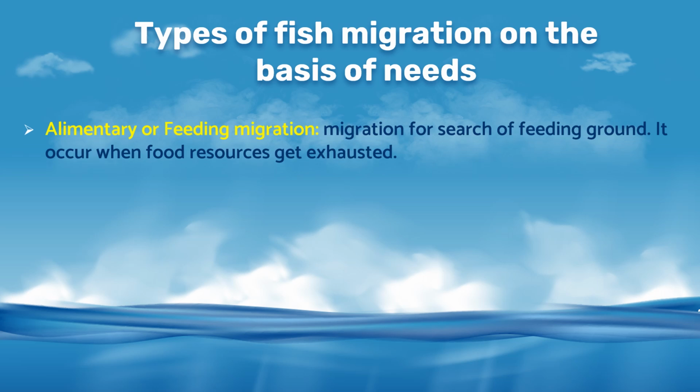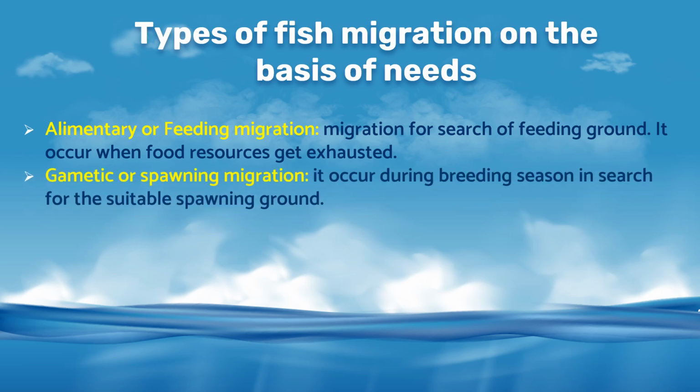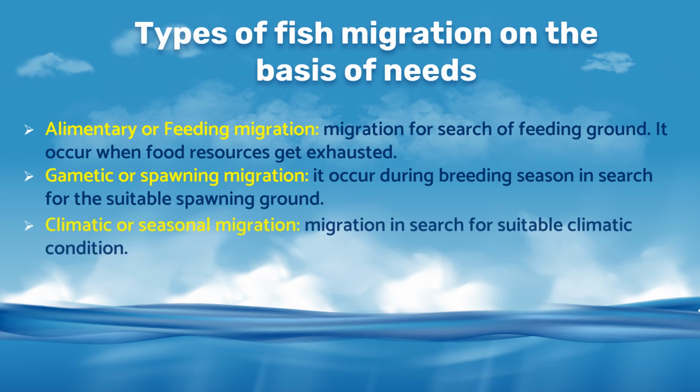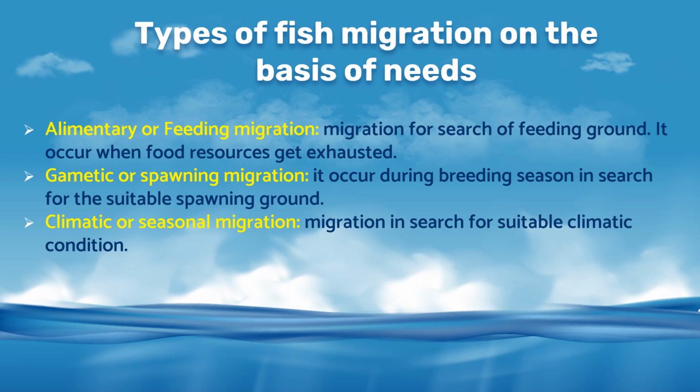First is alimentary or feeding migration. It is a migration which is done for search of feeding ground. It occurs when food resources get exhausted. Gametic or spawning migration occurs during breeding season in search for the suitable spawning ground. Climatic or seasonal migration is a migration which is done in search for suitable climatic condition.